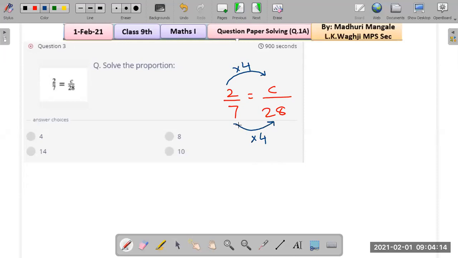Once again, I'll repeat what we did. Try to find the relationship between 7 and 28. We know 7 times 4 is 28. We perform same operation on the top. That is 2 times 4 equals to C. Now just multiply to get the value and move back to the Zoom, to the quiz link. Go to the quiz link and you should be able to see the question there. Quickly start submitting your choices.